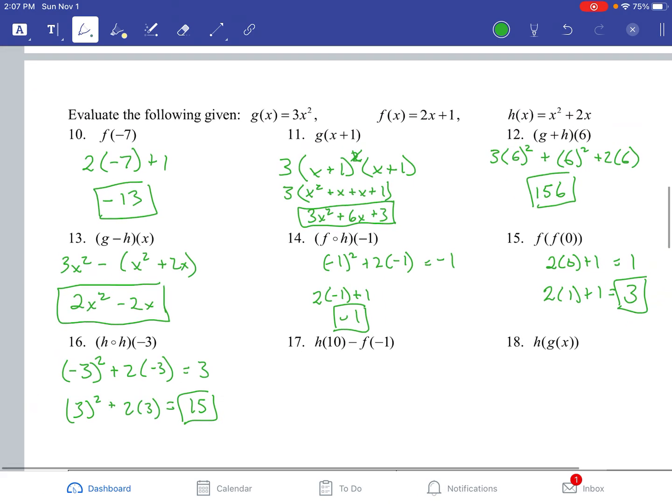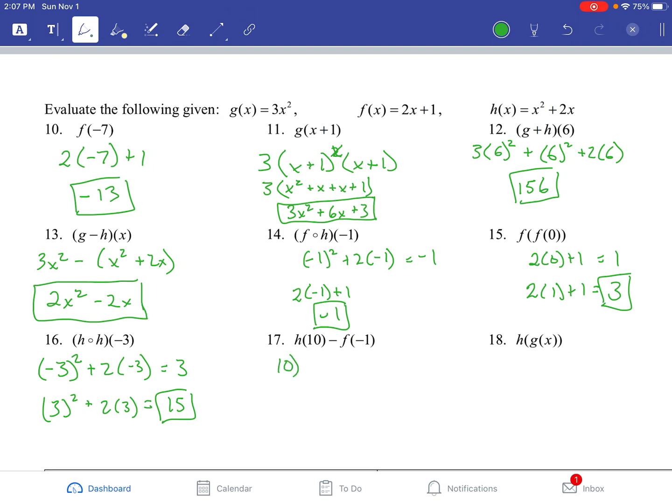All right, we're putting 10 in for the h function. So we have 10 squared plus 2 times 10. So that's 100 plus 20, which is equal to 120. And then the f function is 2 times negative 1 plus 1, which gives us negative 1. And we're subtracting those two things. So we have 120 minus negative 1, which gives us 121.